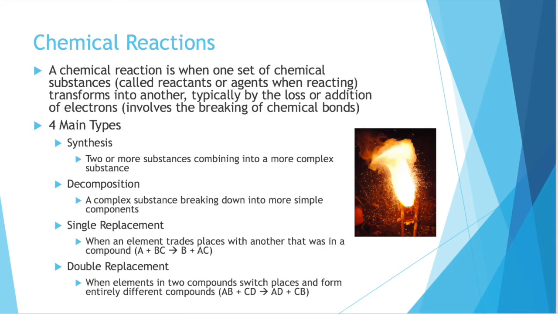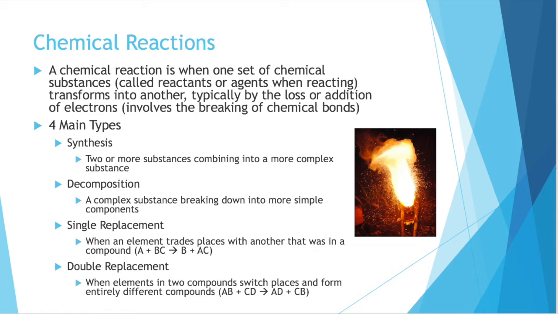Beyond the manufacturing usefulness of chemicals, a lot of the fun in chemistry happens when chemical reactions occur. A chemical reaction is when one set of chemical substances, called reactants or agents when reacting, transforms into another, typically by the loss or addition of electrons. This involves the breaking of chemical bonds. So when those alkali metals give up that electron like they want to, a chemical reaction is happening.